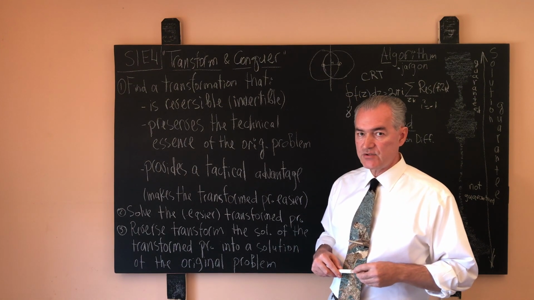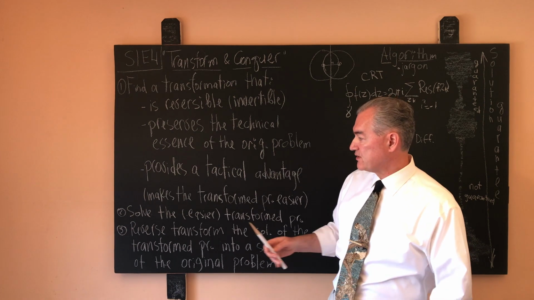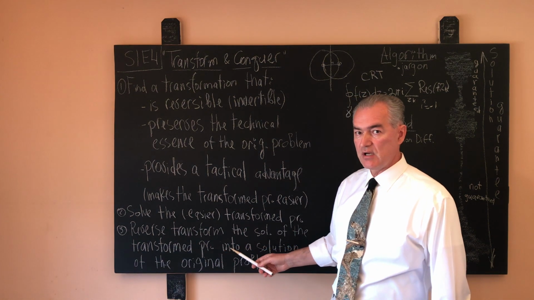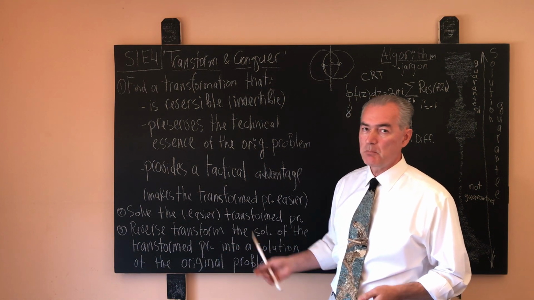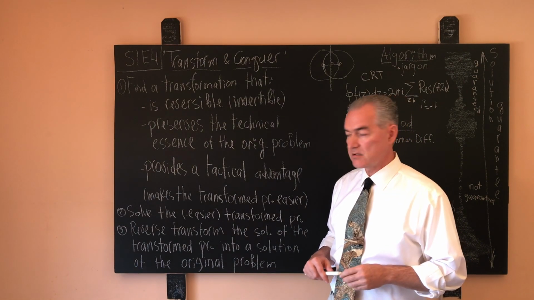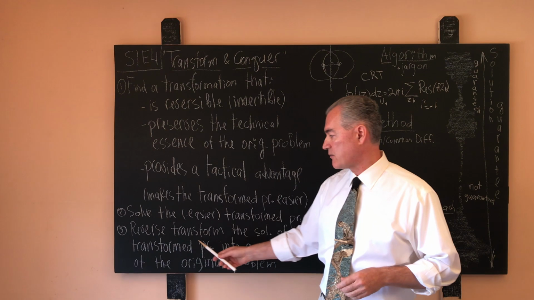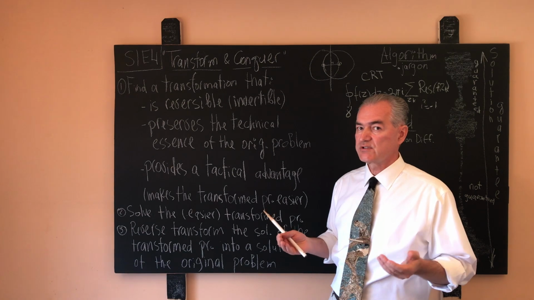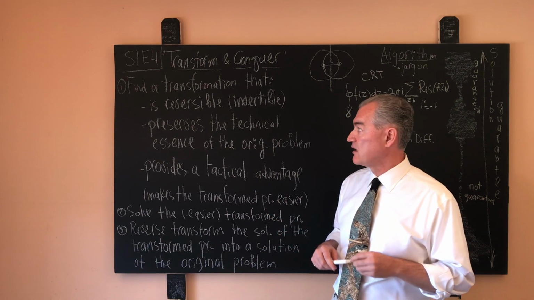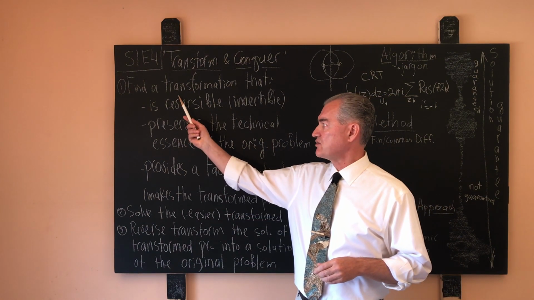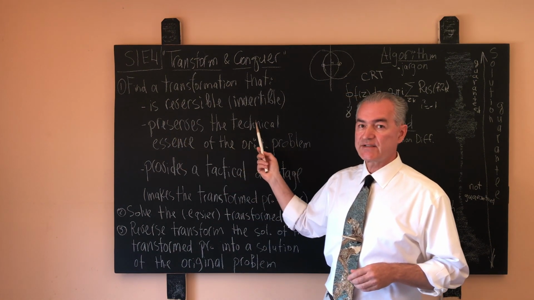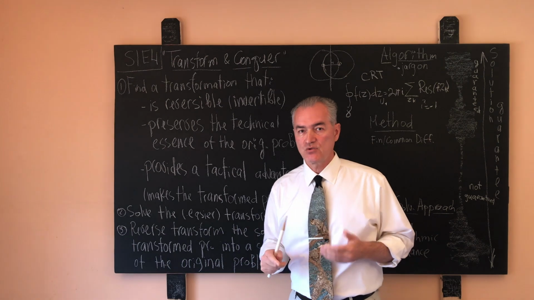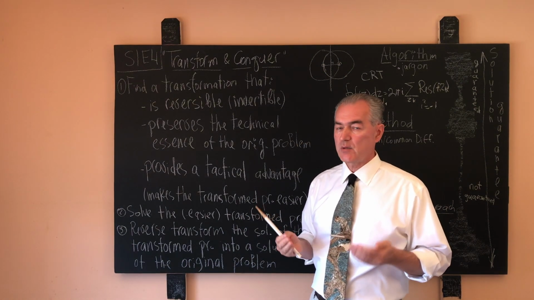Well, we need that candidate transformation to be reversible because in the third step, we will be required to reverse transform the solution of a transformed problem back into a solution of the original problem. And if we cannot carry out that step precisely because the candidate transformation is not reversible, then what is the point of this whole exercise? Next, a candidate transformation should preserve the technical essence of the original problem. Why do we need that transformation to possess that property? Again, it's just common sense.